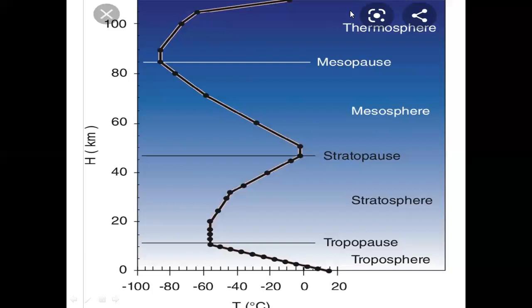So this was all about the layers of atmosphere, the composition of these layers, the temperature of these layers, the altitude of these layers, and also some of the importance of the gases which are present in these layers.